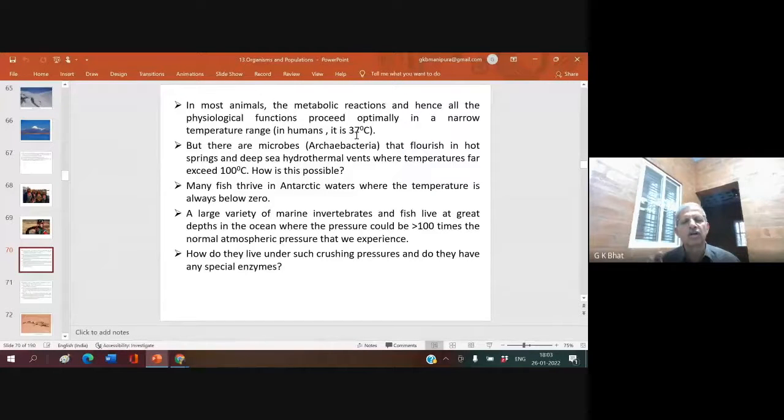You know, if your body temperature goes from 98.6 degrees Fahrenheit up to 101, you start feeling discomfort, you start feeling no taste. Just a 2-3 degree variation makes us suffer. But there are microbes, archaebacteria, that flourish in hot springs and deep sea hydrothermal vents where the temperature far exceeds 100 degrees centigrade. How is this possible? They get adapted. Many fish thrive in Antarctic waters where the temperature is always below zero. They maintain their inner biochemical adaptation. A large variety of marine invertebrates and fish live at great depths in the ocean where the pressure could be greater than 100 times the normal atmospheric pressure that we experience.